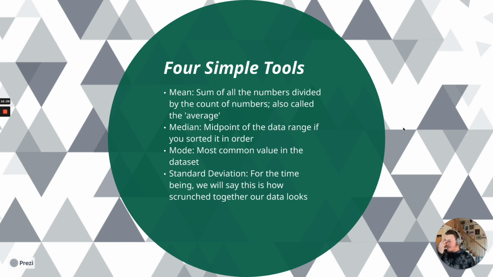The median is the midpoint of the data range if you sorted it in order. So we start out with yards that have 0 birds, and then we have yards that have hundreds of birds. Okay, we're going to organize them all, and then we're going to say whatever is at 50%, right? So again, we've got 7 million, so the 3.5 millionth value, whatever that is, that's our median.